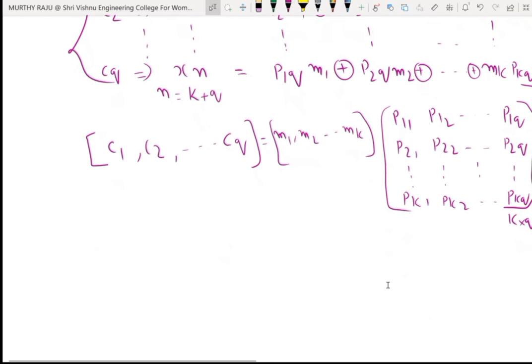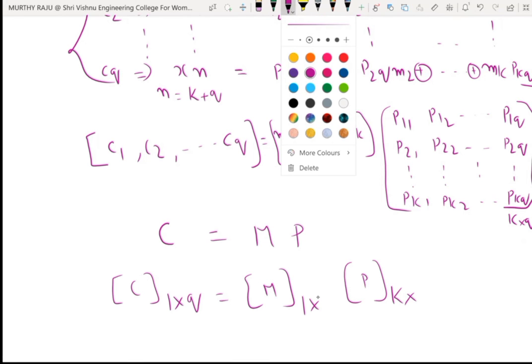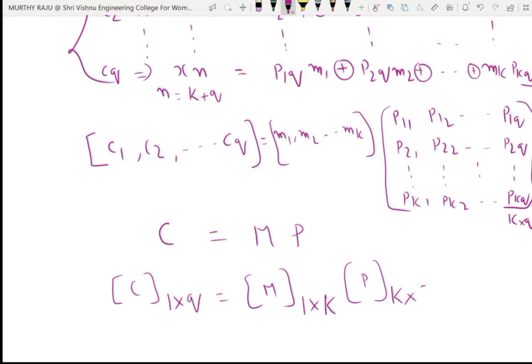This is the C vector. C is equal to the M vector times the P matrix. The dimension of C is 1 cross Q. The dimension of M is 1 cross K. The dimension of P is K cross Q. Here C is called the parity check bit vector, M is called the message vector, and P is called the parity matrix.